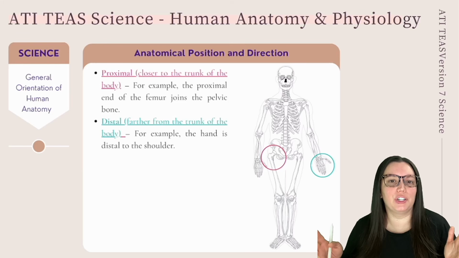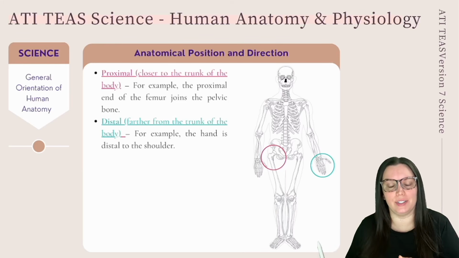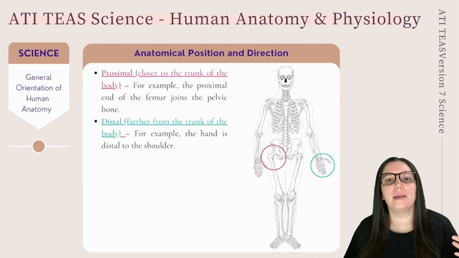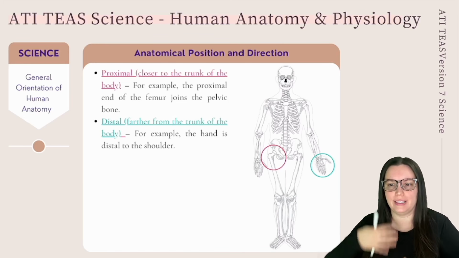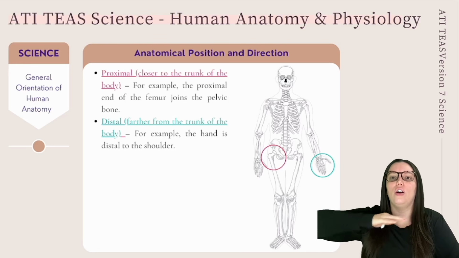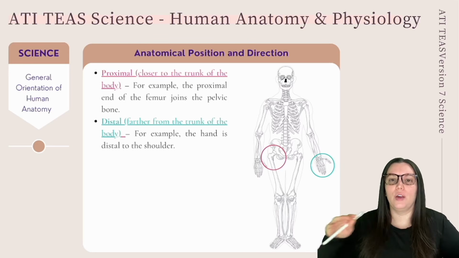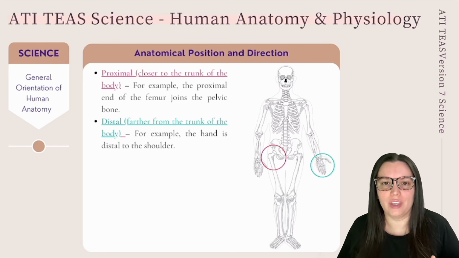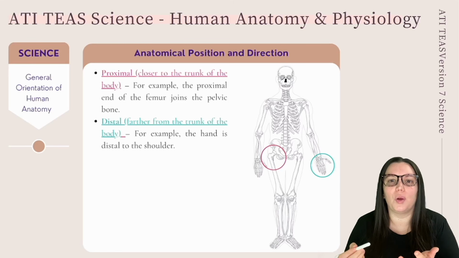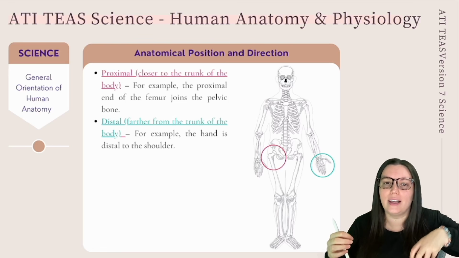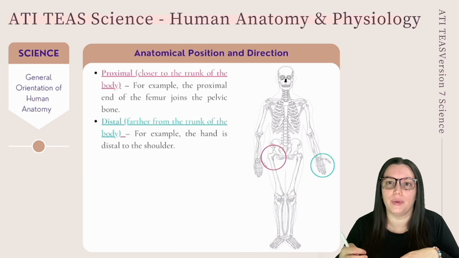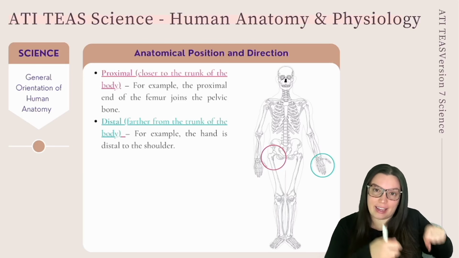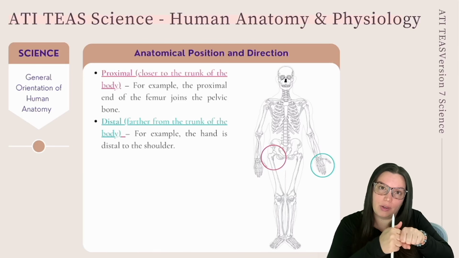So the last set that we're going to look at is proximal and distal. So when we're looking at proximal, we're looking at being closer to the trunk of the body. So this is your trunk, right? All of this is the trunk of your body. Whereas distal means it's going to be further away from the trunk of the body. So when we're looking at examples for proximal, the proximal end of the femur joins the pelvic bone, right? So that end that connects into our pelvic bone is proximal to the body.